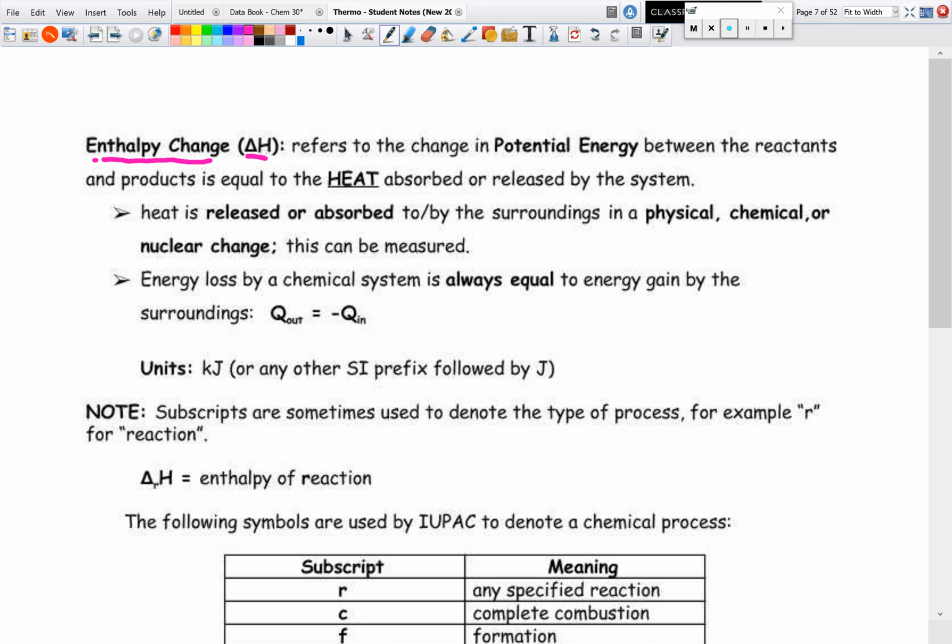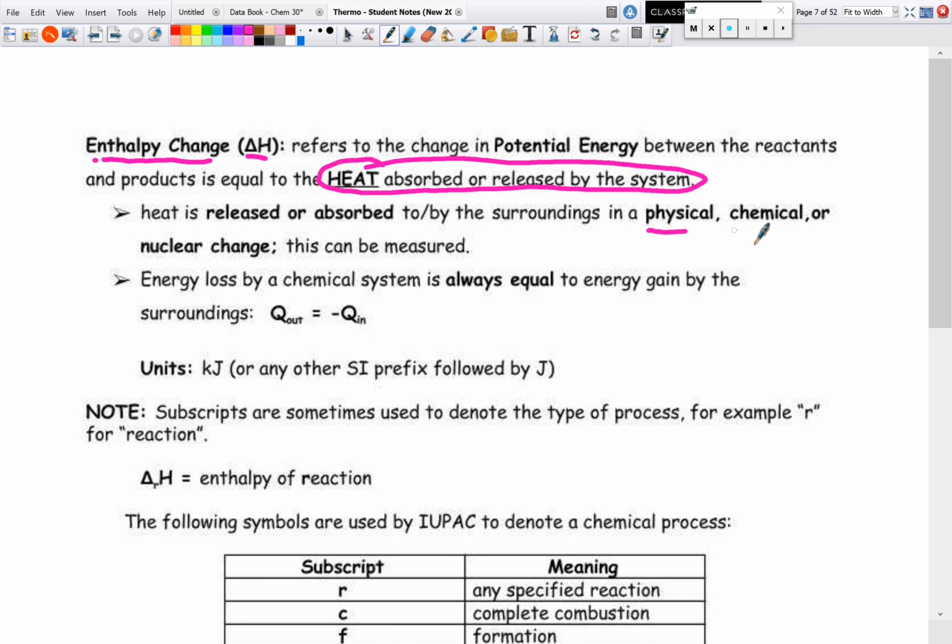Because of what we know right now, when we change the potential energy between reactants and products, it's going to equal the amount of heat absorbed or released by our reaction, which is basically the first and second law of thermodynamics put into one, because we know energy needs to be transformed into something. It can't be created nor destroyed. That's why the energy of the universe is constant. And of course, energy runs from hot objects to cold. So heat is released or absorbed to the surroundings in a chemical, physical, or nuclear change.